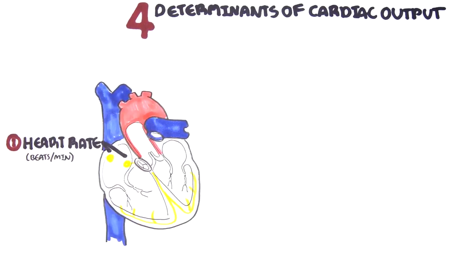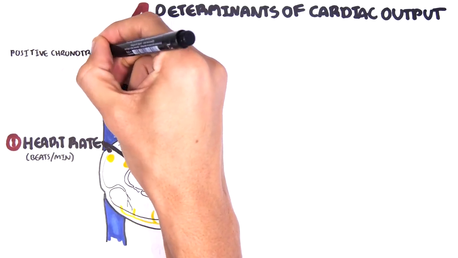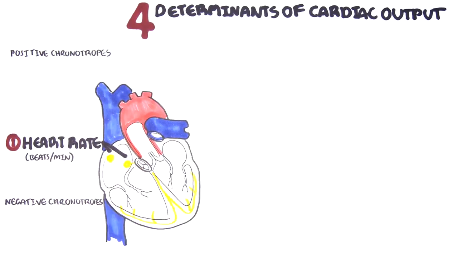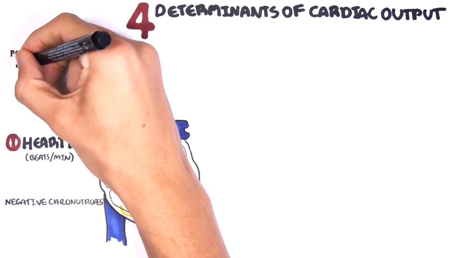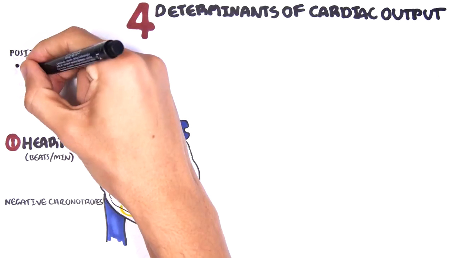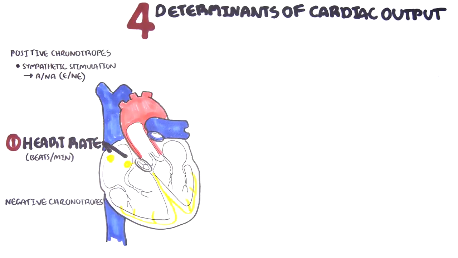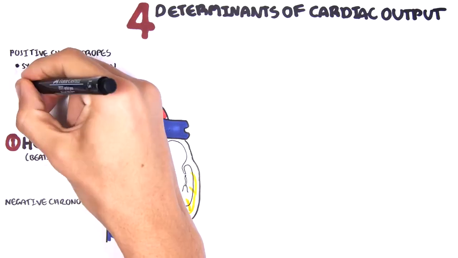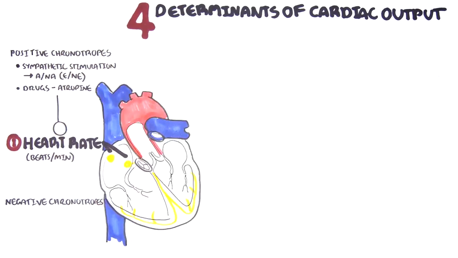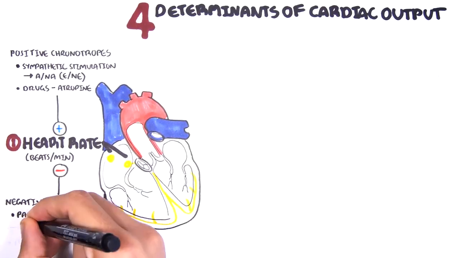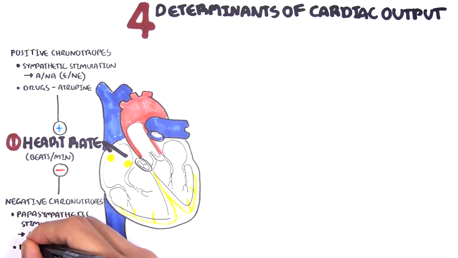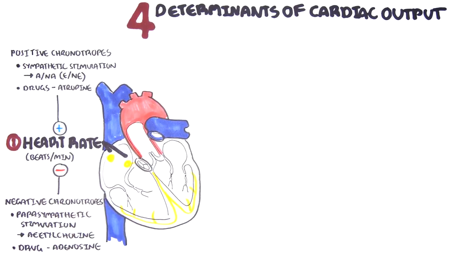And there are things that can influence your heart rate, known as chronotropic factors. So you can have positive chronotropes, which increase your heart rate, and negative chronotropes, which decrease your heart rate. An example of positive chronotropes is your sympathetic stimulation. Your adrenaline, noradrenaline, epinephrine, norepinephrine, these guys will increase your heart rate. Some drugs can also increase your heart rate, such as atropine. Negative chronotropes decrease your heart rate. This is your parasympathetic activity, so this is your acetylcholine. Some drugs, such as adenosine, can also decrease your heart rate.